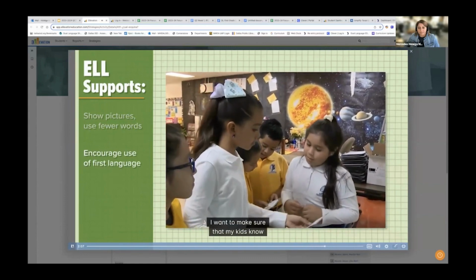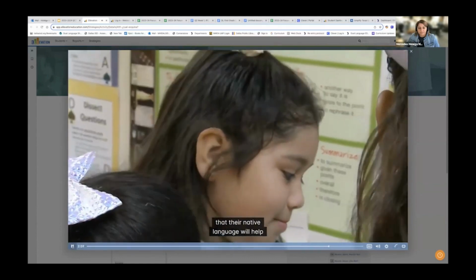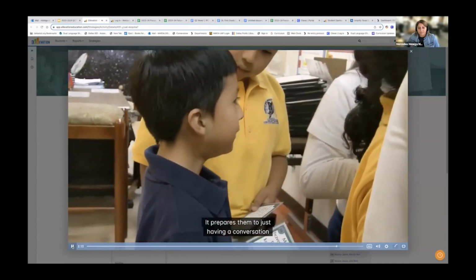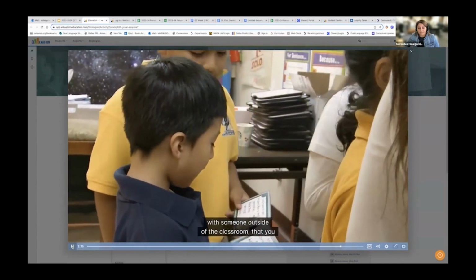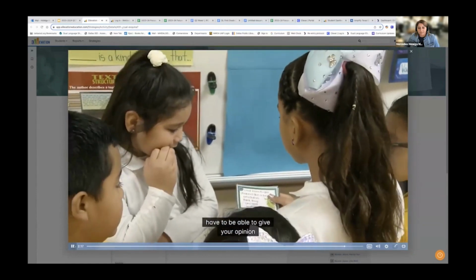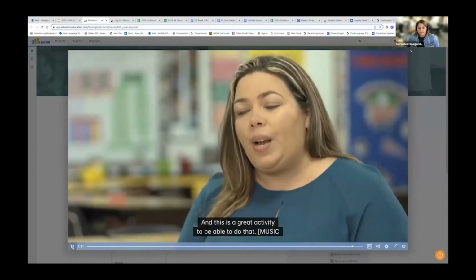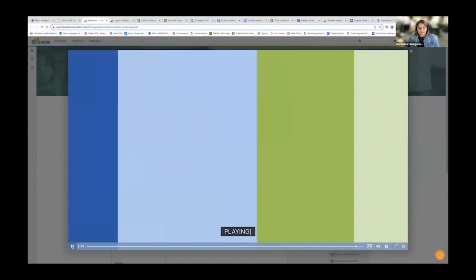I want to make sure that my kids know that their native language will help them learn their new language. It prepares them for having a conversation with someone outside of the classroom. So you have to be able to give your opinion and justify what your thinking is. And this is a great activity to be able to do that.